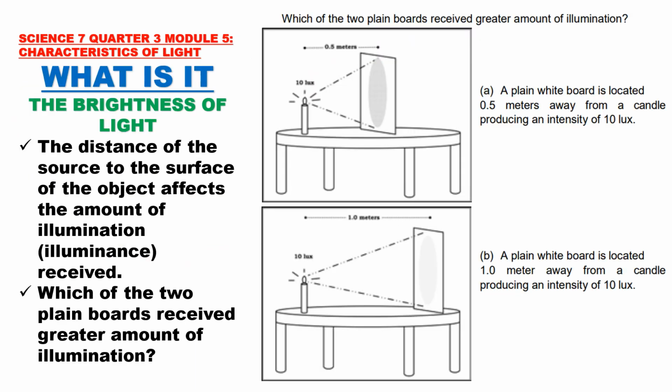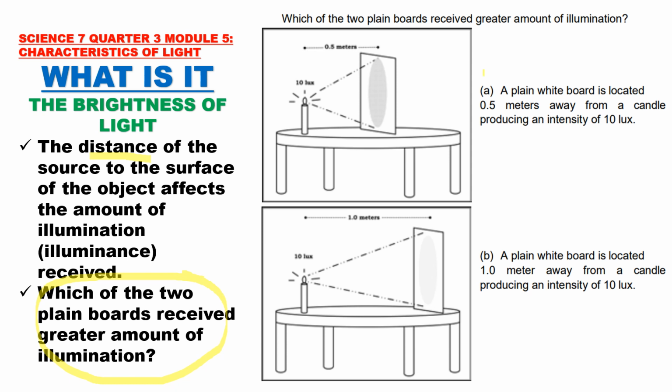So to further explain those statements, let's take a look at this. So the distance of the source to the surface of the object affects the amount of illumination or illuminance. So nakakaapekto daw ang layo ng light source natin doon sa ating reference object. So which of the two plane boards receive greater amount of illumination? So to answer this question, let us study the diagram.